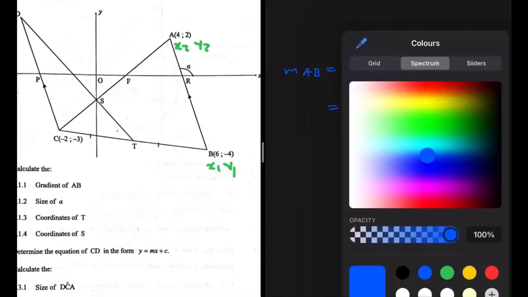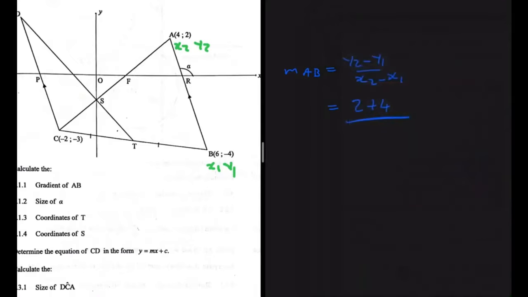If we substitute, for y2 we have 2, and for y1 we have minus 4, so that will just be plus 4. Then everything is divided by x2, which is 4, minus x1, which is 6, so we have minus 6. So we have 2 plus 4, which is 6, divided by minus 2. This should be equal to minus 3.